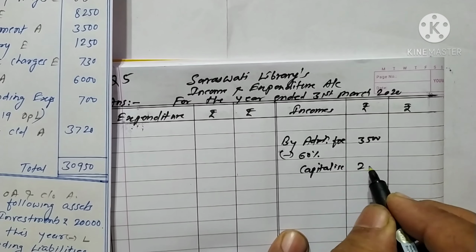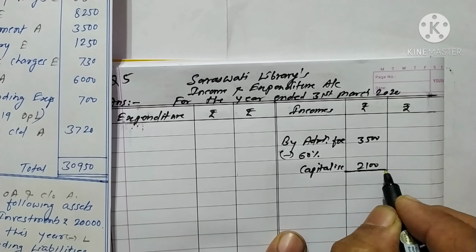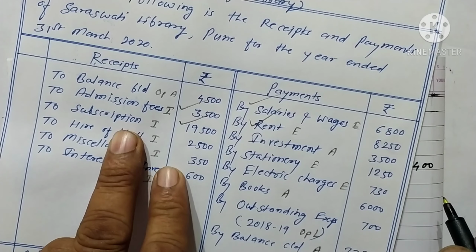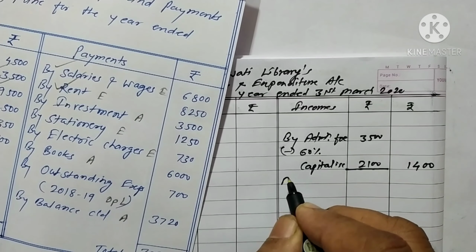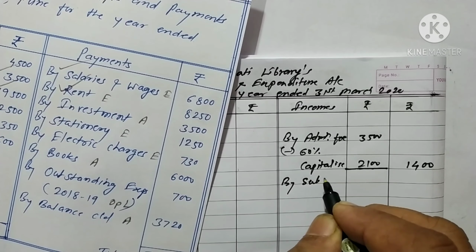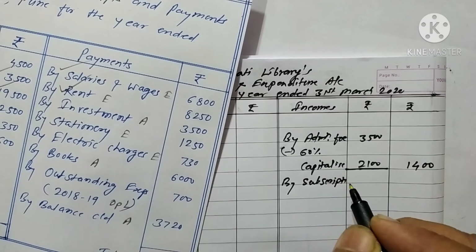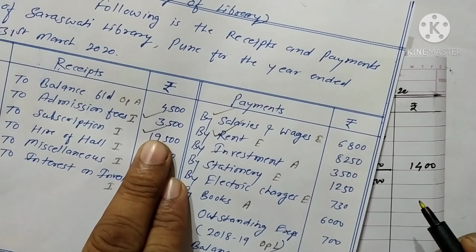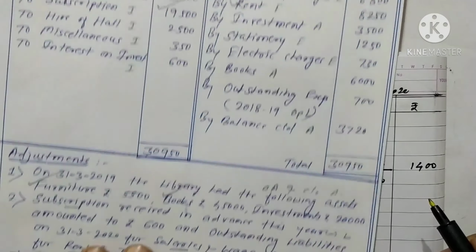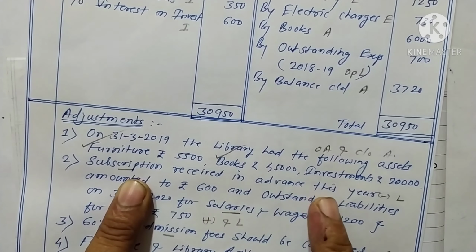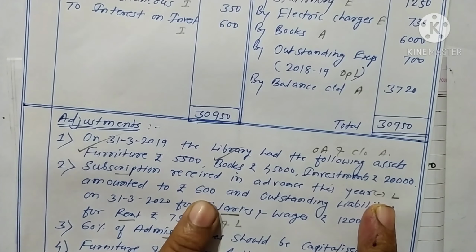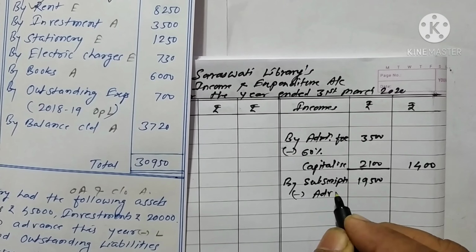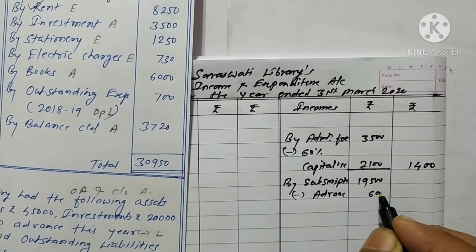60% comes to rupees 2,100. We have to deduct. Answer comes 1,400. Next is subscriptions. We have to write by subscription, rupees 19,500. Tick is there. We have to find out the adjustments. Second adjustment: subscription issued in advance for this year is to be deducted, rupees 600. Less advance subscriptions, rupees 600.